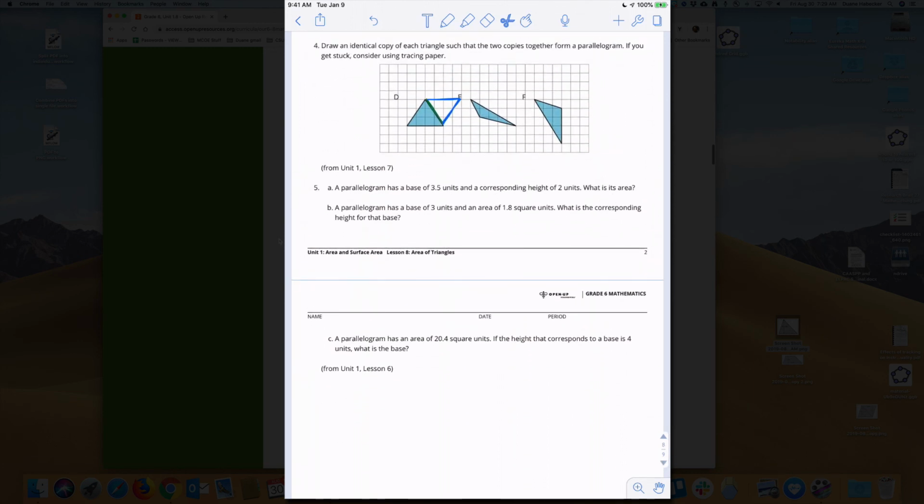A parallelogram has a base of 3.5 units, and its corresponding height is 2. What's the area? So we know we just multiply those 2. And the parallelogram has a base of 3 units and an area of 1.8 square units. So what's the corresponding height? So what are we going to do?